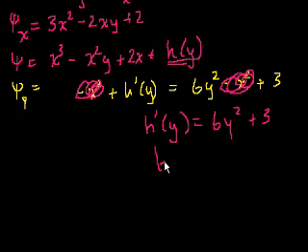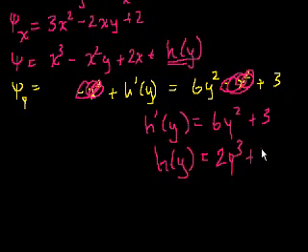Antiderivative. So h of y is equal to, what is this, 2y cubed plus 3y. And you could put a plus c there, but the plus c merges later on when we solve the differential equation, so you don't have to worry about it too much.